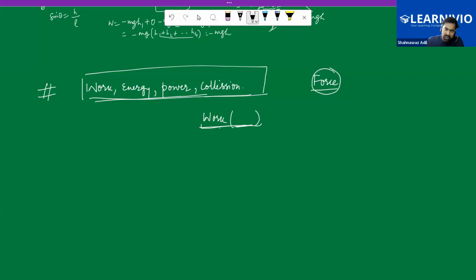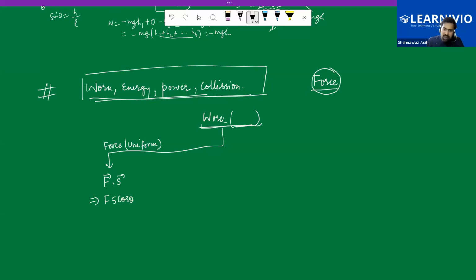So this can be of two types. If you have a force which is uniform, then you have the work done, which is defined as F dot S, and this is F S cos theta.